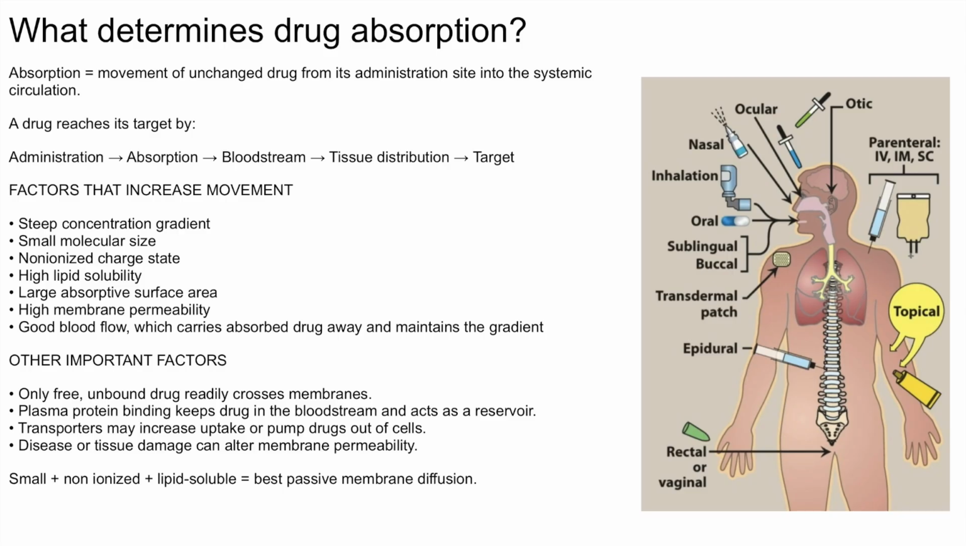Passive absorption is favored by a steep concentration gradient, small molecular size, a non-ionized state, high lipid solubility, a large absorptive surface, and a permeable membrane. Good blood flow also increases absorption by carrying the drug away from the site and maintaining the concentration gradient. Only free drug readily crosses most membranes. Transport proteins may increase uptake or pump drugs back out, while disease and tissue damage can alter membrane permeability. The simplest rule is that small, non-ionized, lipid-soluble molecules cross lipid membranes most easily.